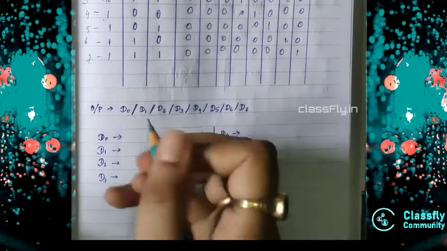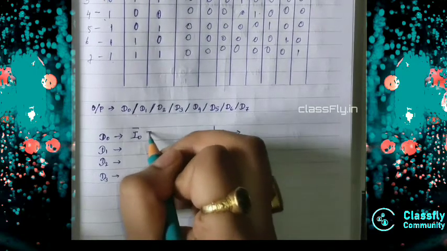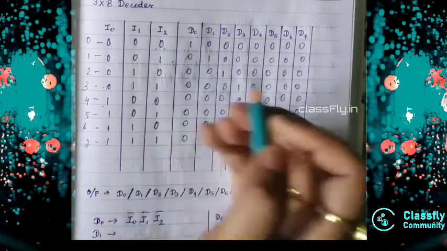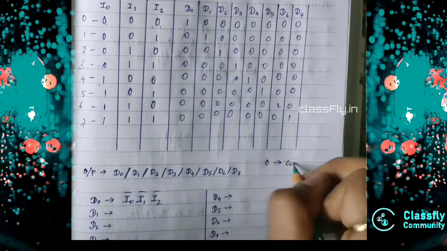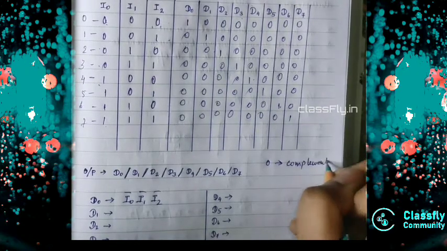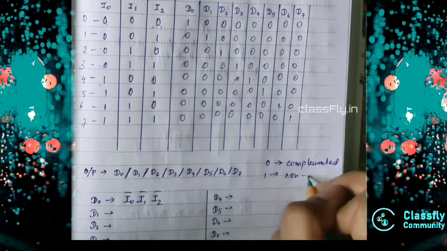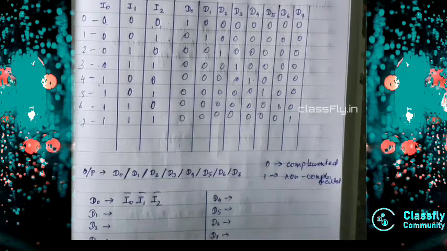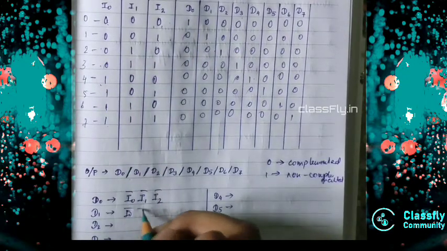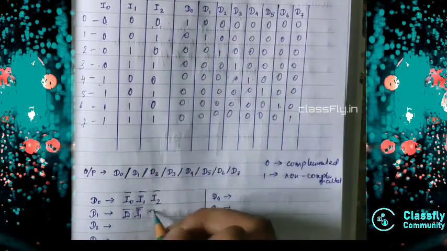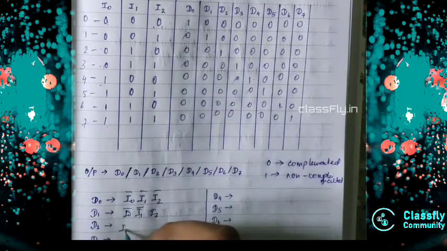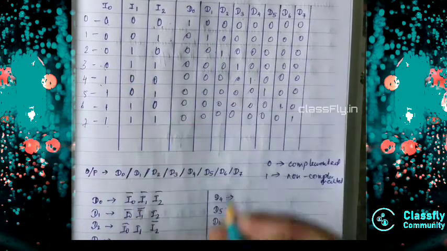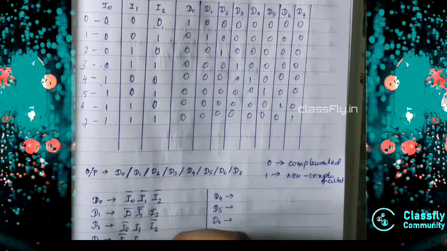So my D0 equation will be what? It will be I0 bar, I1 bar and I2 bar. Why? Because all are zeros. So for 0 it will be complemented, and for 1 it will be non-complemented, right? So my D1 will be I0 bar, I1 bar and I2. For D2 it will be I0 bar, I1, I2 bar. For D3 it will be I0 bar, I1, I2.